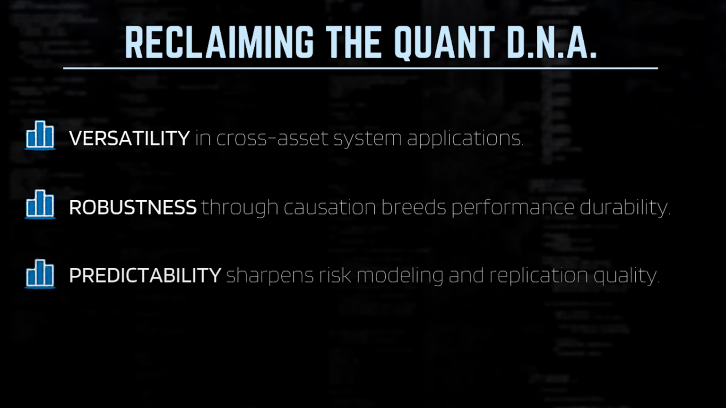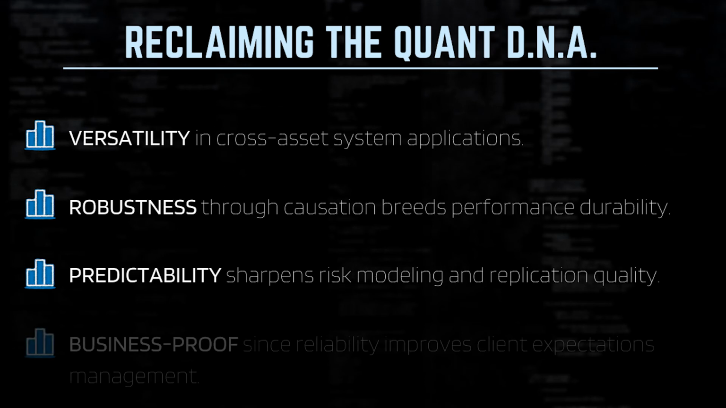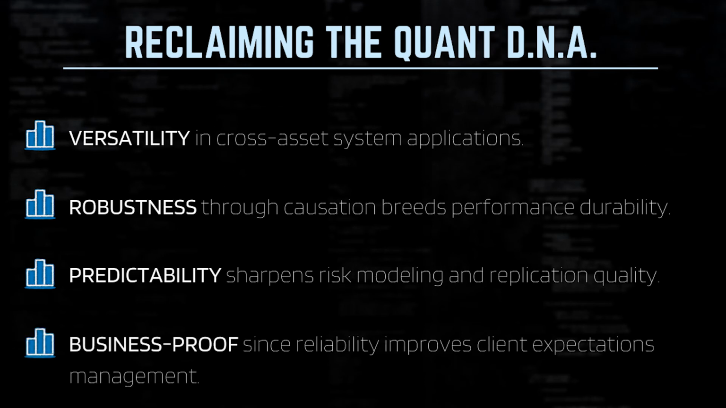Number 3, predictability. Using a causation-centric architecture as opposed to weak past correlations enables for backtested simulations that keep the future universe of outcomes much tighter around their historical mean. More refined risk assumptions dramatically increase the accuracy of operational decisions in terms of position sizing, cost impact on execution precision, and replication quality versus those expected theoretical results. And number 4, business proof.